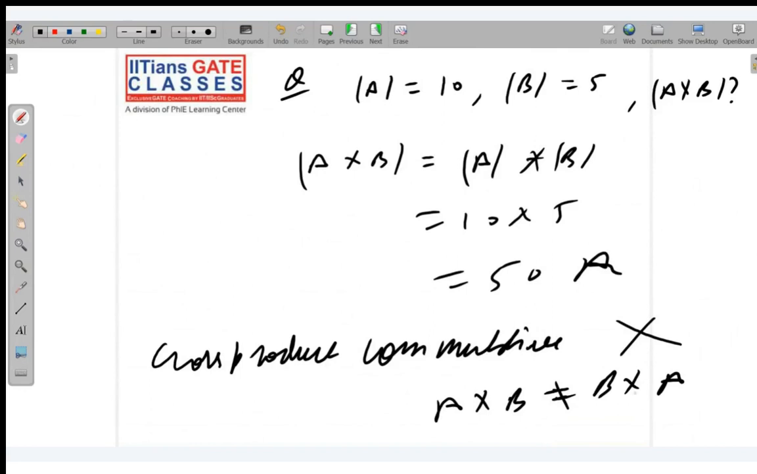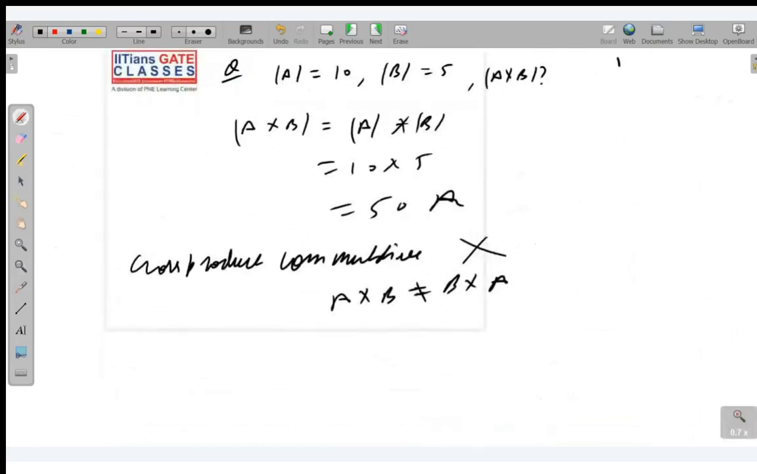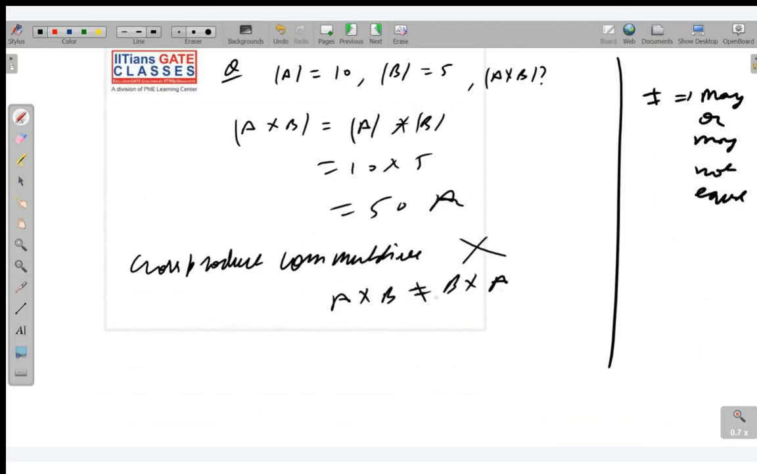Okay, similarly as per the elements. And see this, not equal to means it may or may not be equal. For example, when A and B are the same sets, then obviously A cross A will be equal to A cross A. Okay, so not equal to means may or may not be equal, but equal to means always equal. Is it okay? Yes, sir. Okay, so cross product is commutative, false.